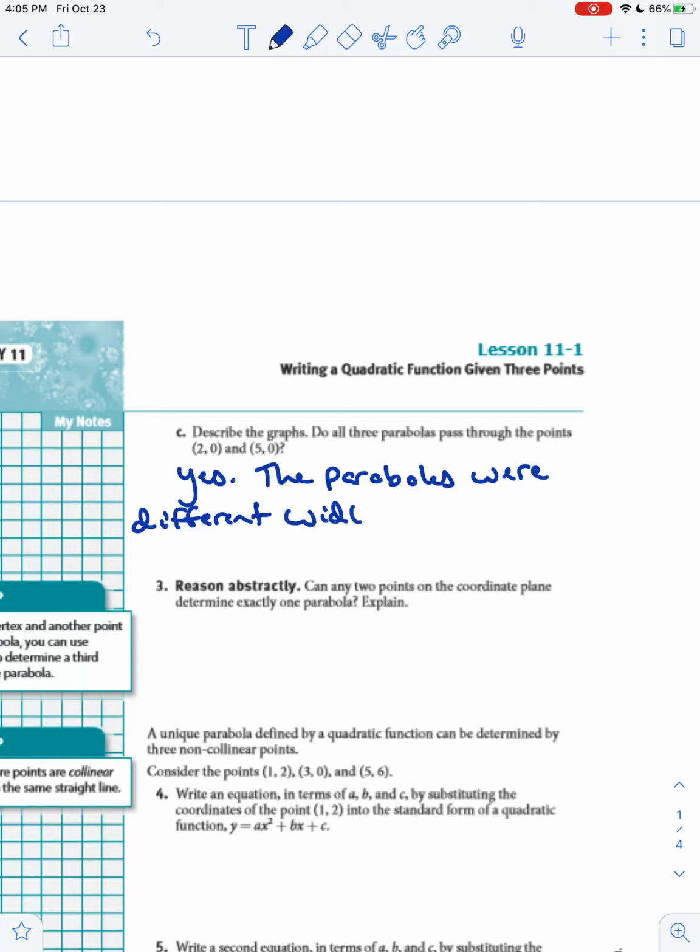So the parabolas were different widths. Okay, some up, some down.